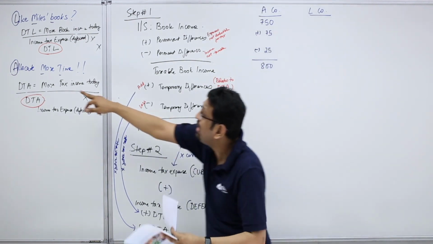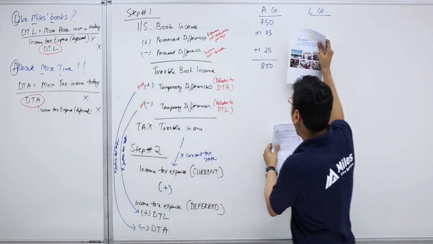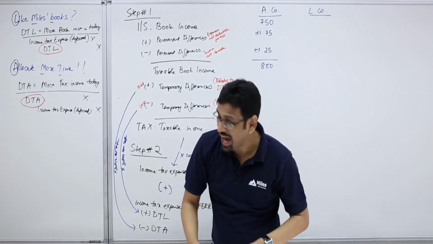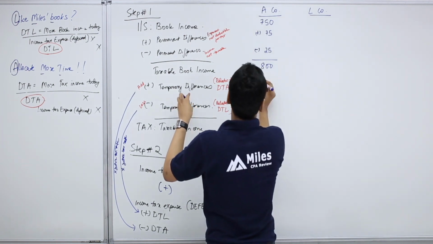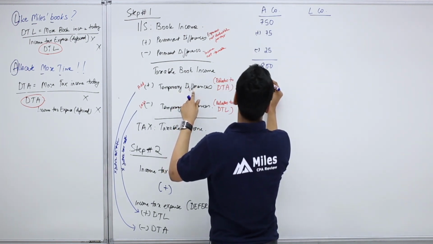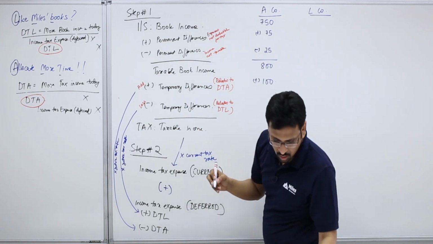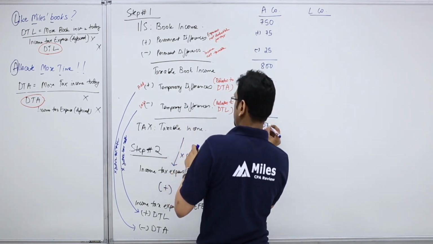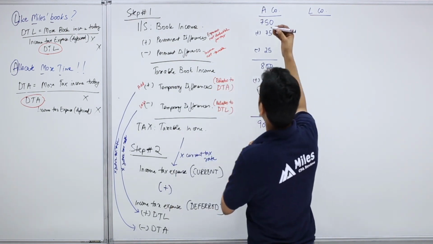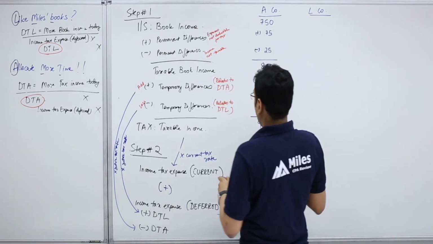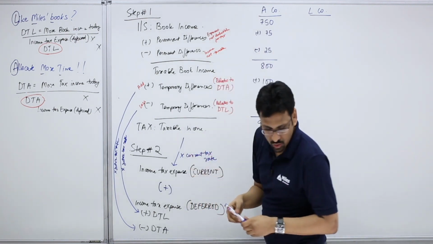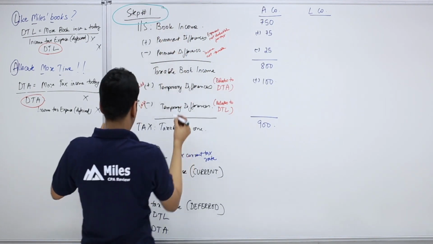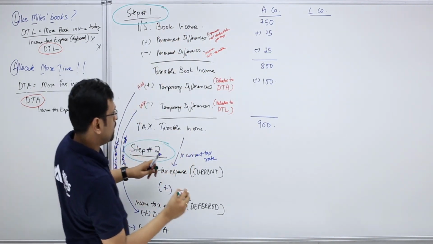It's more tax income today. You've got to add it to your GAAP books to reach your taxable income. So we are adding the rent received in advance of $100. That gets us to taxable income 900. So that was all step number 1. Now we're looking at step number 2 next. So with the green pen, this one is step number 1 and this one is step number 2.